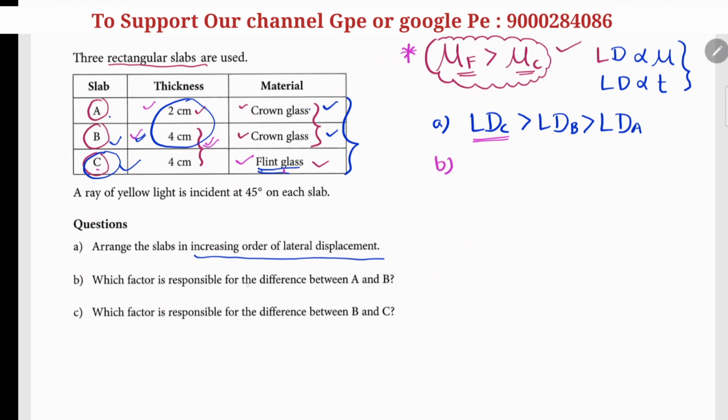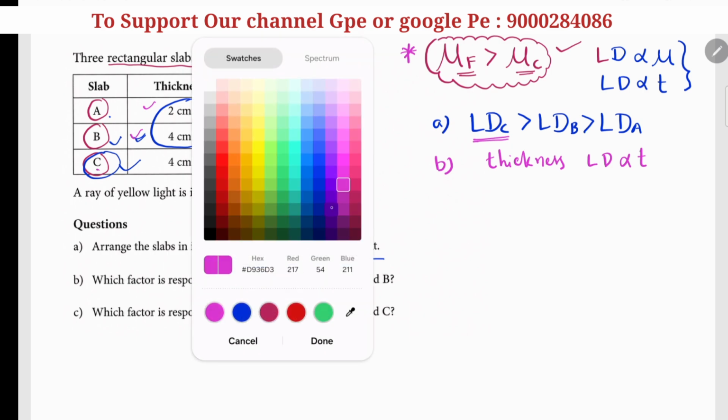Now answer B. Which factor is responsible for the difference between A and B? That is the thickness. The factor is thickness. How does it depend? As I discussed earlier, lateral displacement is directly proportional to thickness.